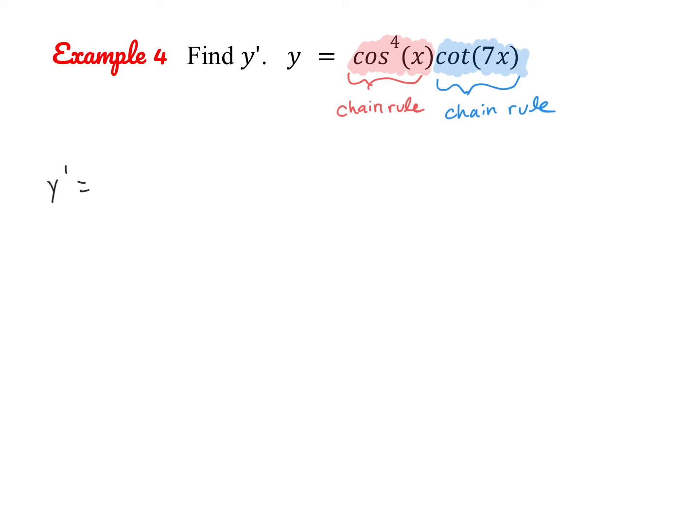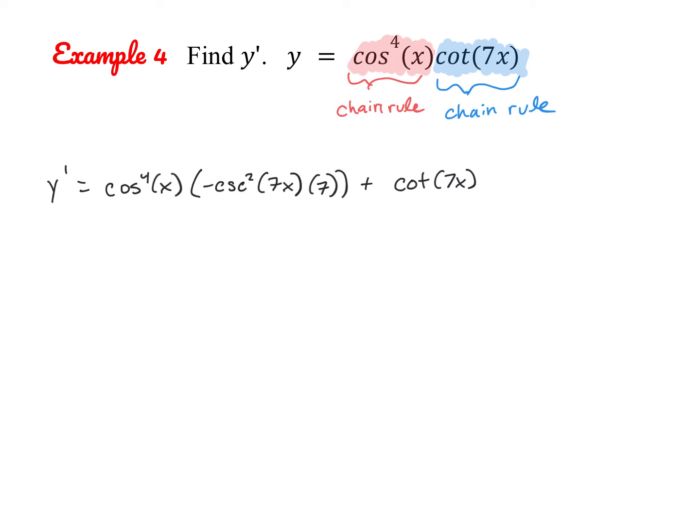So to find y prime, again, we're going to break it down with our product rule. So we do first function, so the cosine to the 4th of x, times the derivative of the second. So for the derivative of the second, the outermost function is our cotangent function, and the derivative of that is negative cosecant squared. And then we're taking the derivative of the inner function, which is just 7. So we've now done first times derivative of second plus second, which is cotangent of 7x, times the derivative of the first.